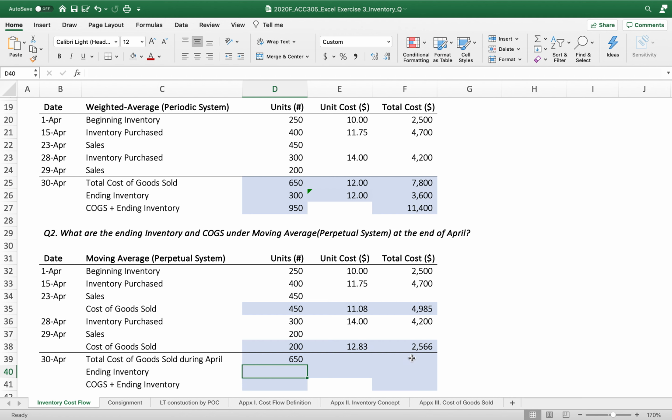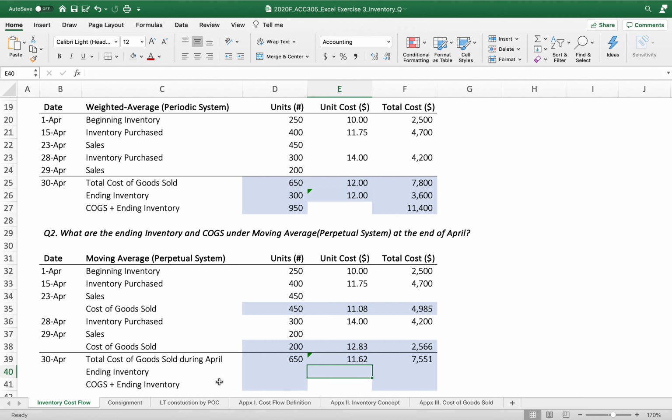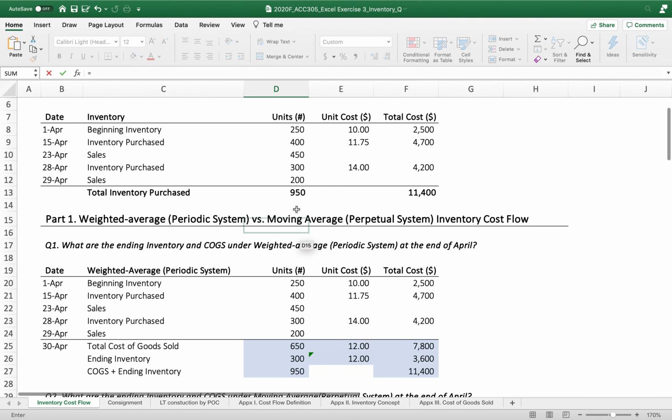Then what is this total cost of goods sold? Total cost of goods sold is now we sum up these two. So 7,551 is now the total cost of goods sold during April. Actually, you don't have to calculate this, but to make sure, the total cost of goods sold in average in total is like 11.62. And then ending inventory is, how do you get it? Ending inventory. Right, there you go.